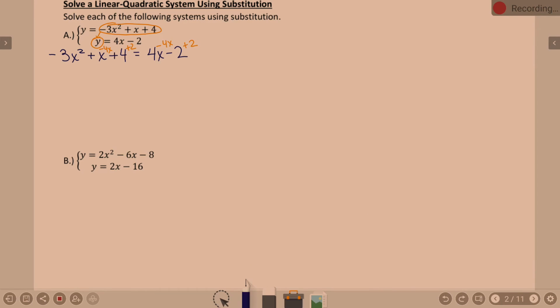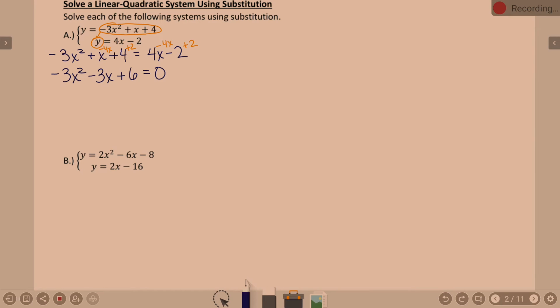So then I still have negative 3x squared. x minus 4x is negative 3x, plus 4 plus 2, plus 6 equals 0. What do all of those have in common? Even better than 3, negative 3?